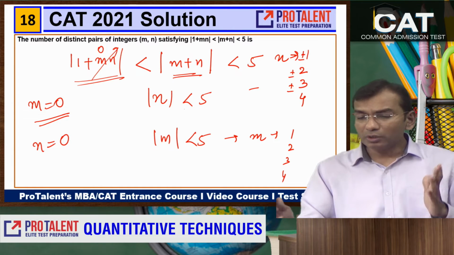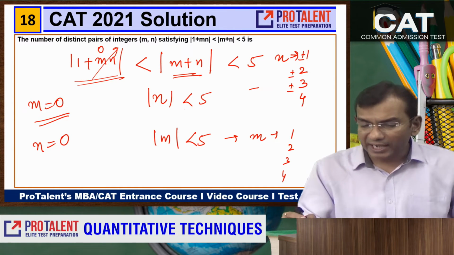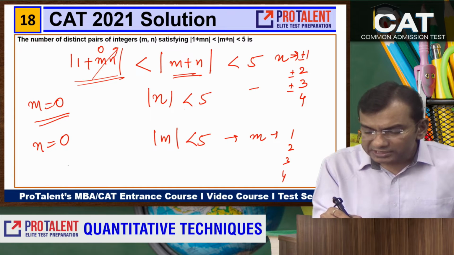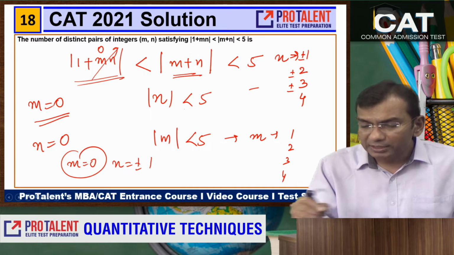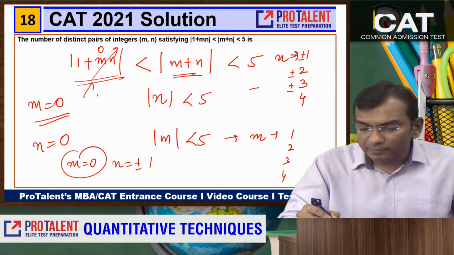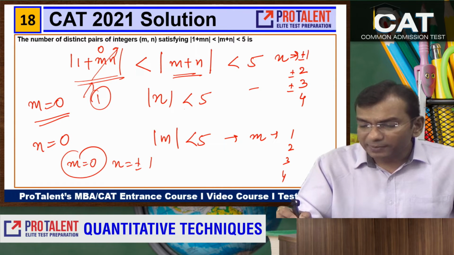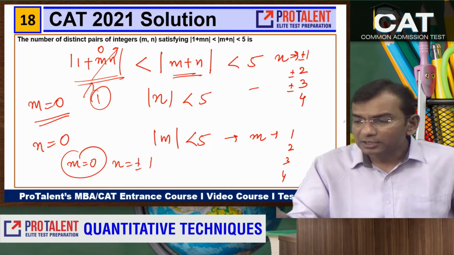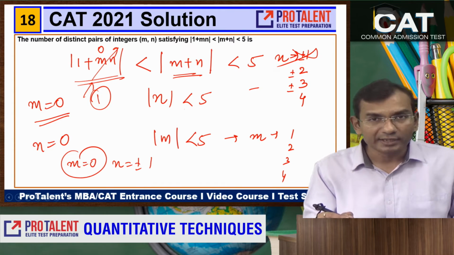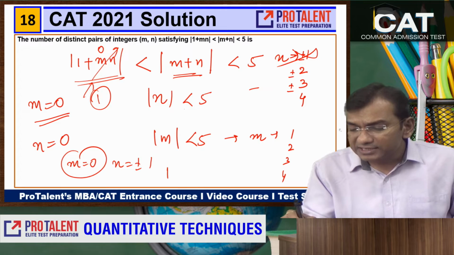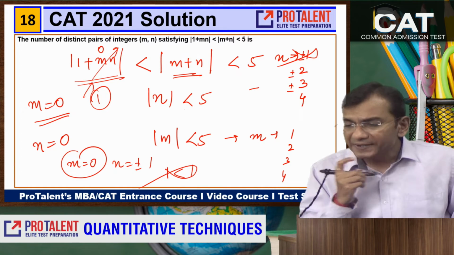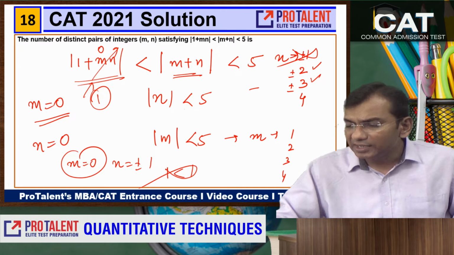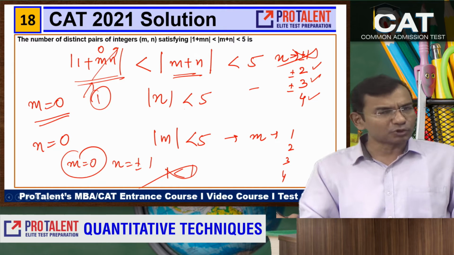ठीक है, so what I can do is let me try to put m equal to 0 and n equal to plus or minus 1. So if I put it here, this will become 1 and this one part is 0, other part is 1. So I can't take 1. Okay, मैं 1 नहीं ले सकता क्योंकि 1 less than 1 नहीं हो सकता. So I can't take 1. So I have to take 2, 3, 4. Okay, so I'm taking 2, I'm taking 3, I'm taking 4. That is a possibility for me.